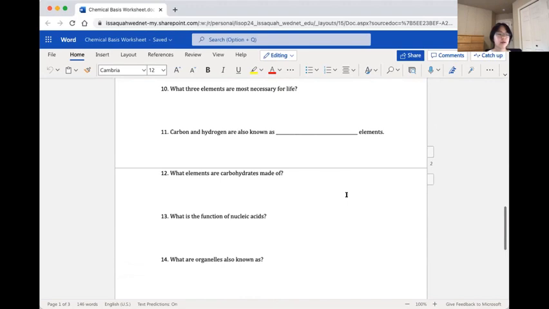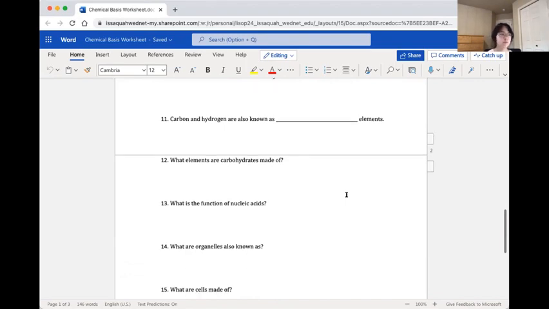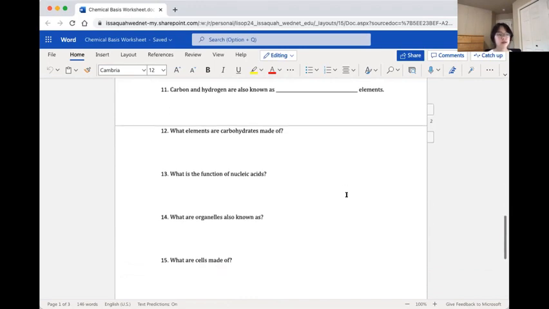And so that also answers number 12. What elements are carbohydrates made out of? They're made out of carbon, oxygen, and hydrogen, which are the three essential elements. And as a matter of fact, all four of the organic compounds contain these three elements. And so the last three questions: what is the function of a nucleic acid?